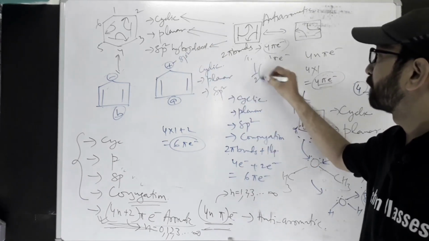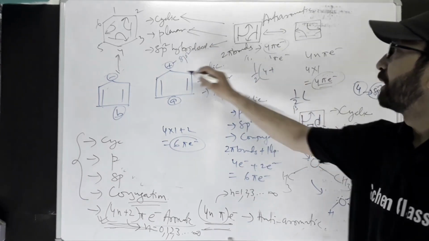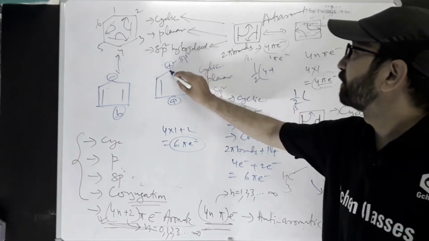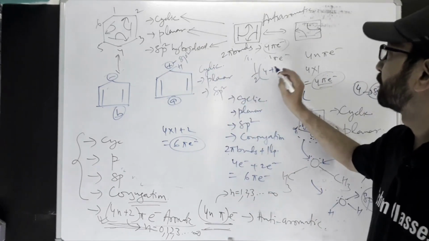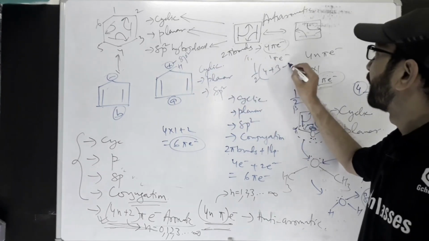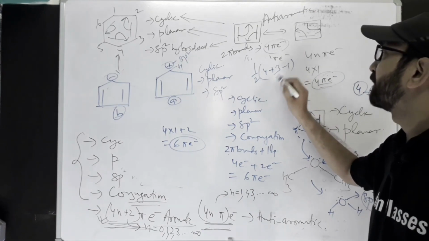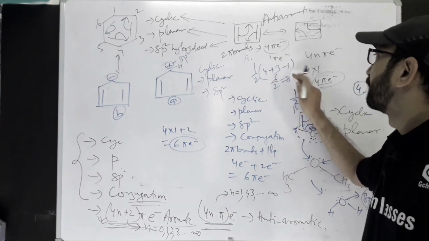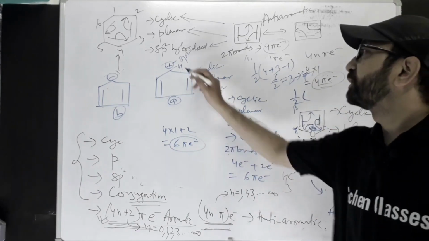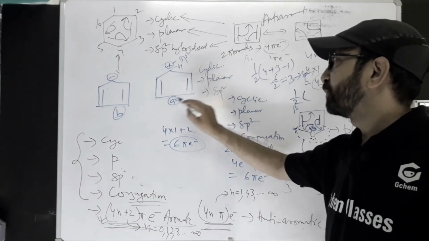How are you going to calculate? Half of valence electrons: 4 plus 3 bonds, and 1 hydrogen will be there. So 4 plus 3 is 7, and since it is a cation we do minus 1, so 6. 6 divided by 2 is 3, and steric number 3 means it will be sp2. So this is also sp2. This is sp2, sp2, sp2, sp2.